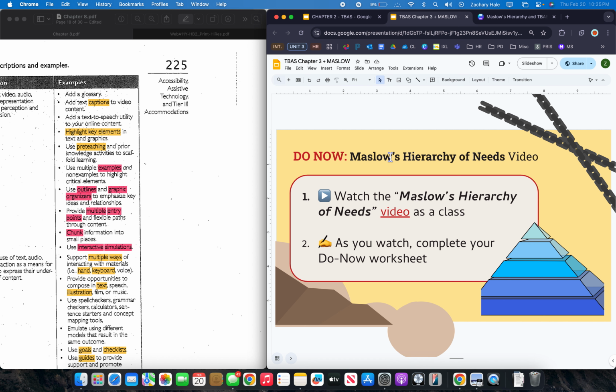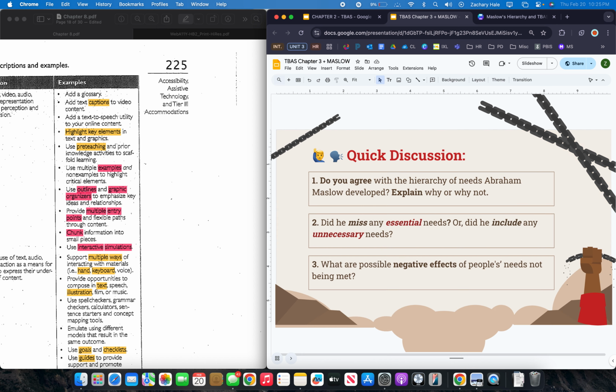lesson. And then they're using this do now video as a way to relate the concepts in Maslow's hierarchy to the book. After the video, students would have a quick class discussion, first in partners or small groups, and then a full class discussion.